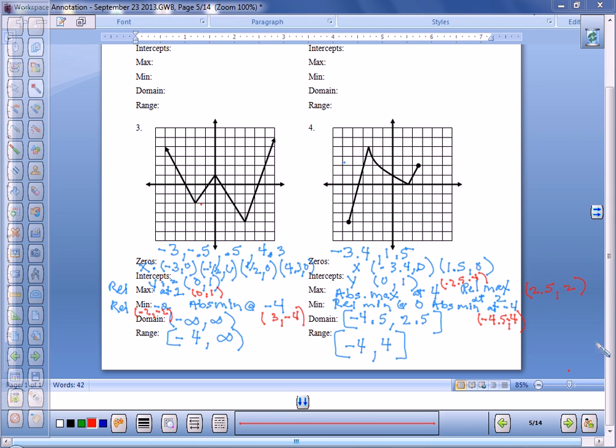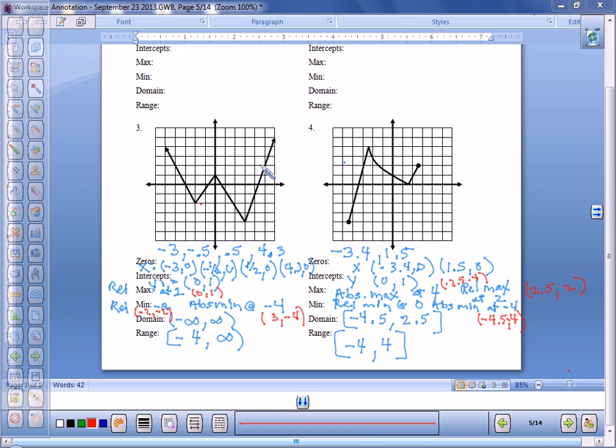For the zeros, do you just want us to do an educated guess, or do you want us to find them exactly? When they're like this one, I would just do an educated guess. Okay. Very good question.